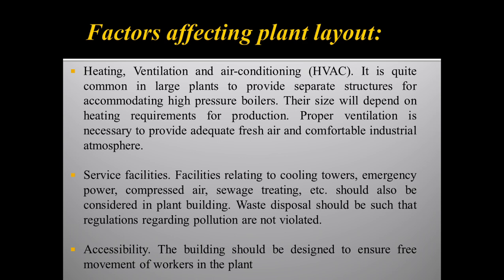Next is service facilities. Facilities relating to cooling towers, emergency power, compressed air, sewage treating, etc. should be considered in plant building. Waste disposal should be such that regulations regarding pollution are not violated. Next is accessibility. The building should be designed to ensure free movement of workers in the plant.